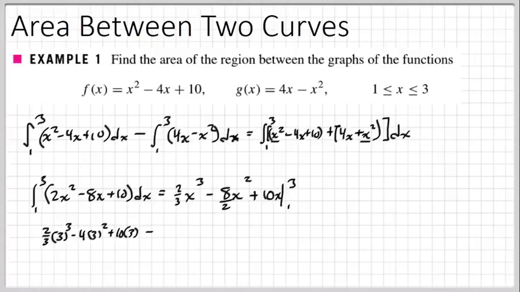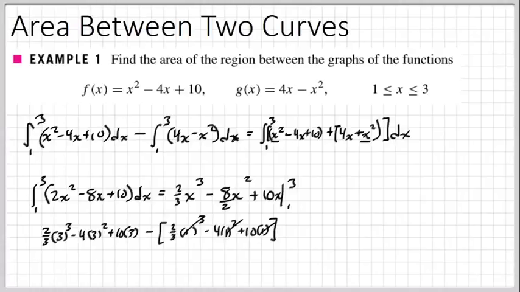Minus. Now let's plug in the 1. We plugged in the 3, let's plug in the 1. I have a crazy parenthesis on steroids right there. We have 2 over 3 times 1 to the third power, minus 4 times 1 to the second power, and plus 10 times 1, and then parentheses on steroids.